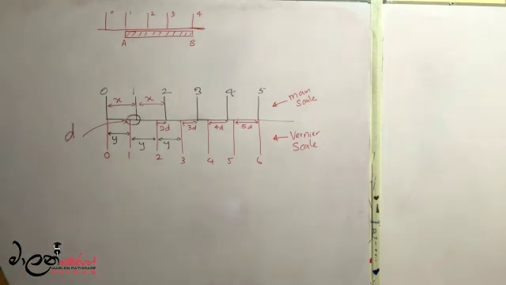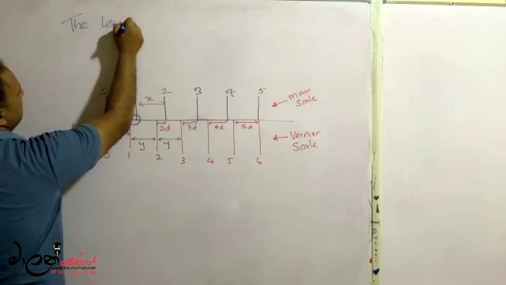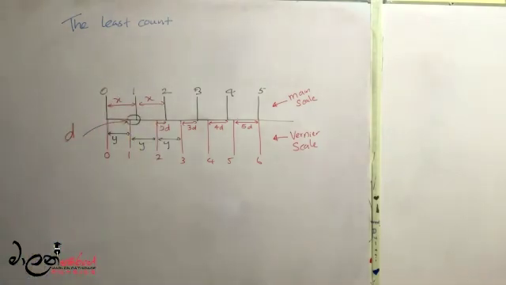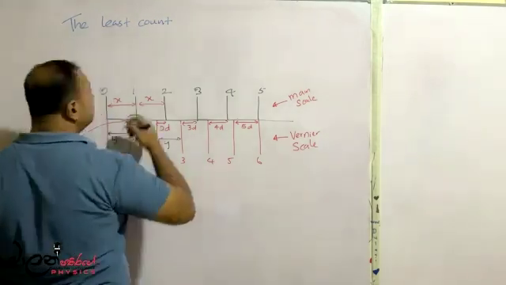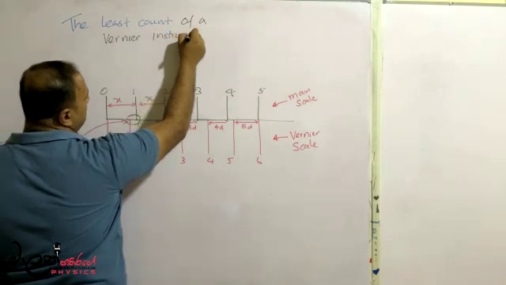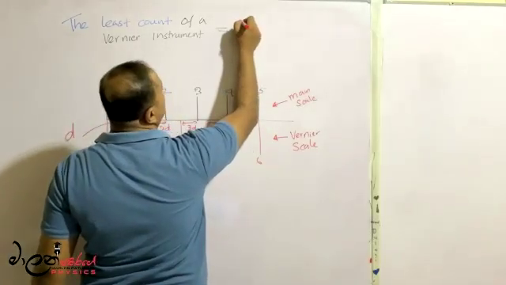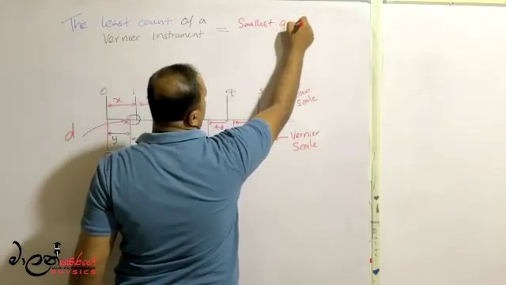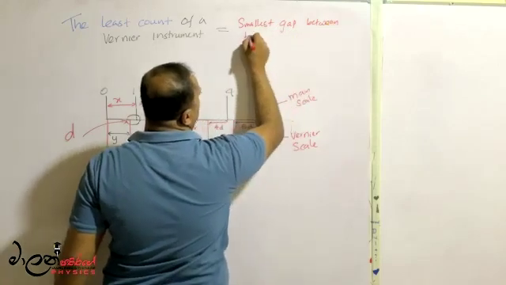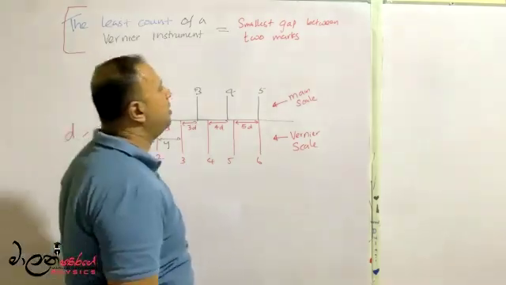We can write this down, son, and put it in a box. The least count of a vernier instrument is equal to the smallest gap between two marks. It is the smallest gap between two marks.